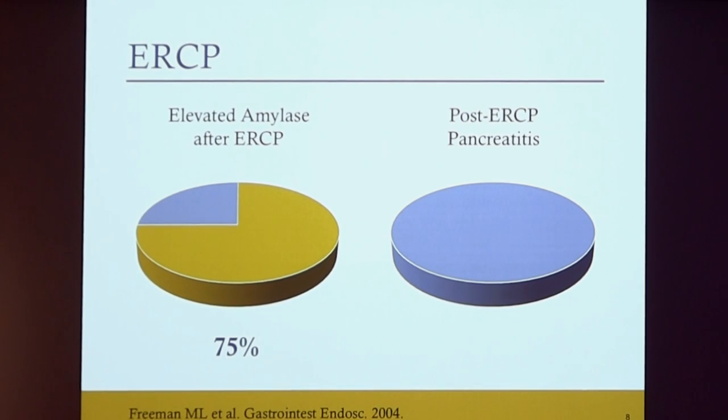All right. And the reason for this is the following. When they've measured amylase levels after an ERCP, you find that in up to 75% of patients, the amylase level is elevated. But post-ERCP pancreatitis is only seen in about 3.5% of patients after an ERCP. So just the fact that you have an elevated amylase level after an ERCP does not define post-ERCP pancreatitis.